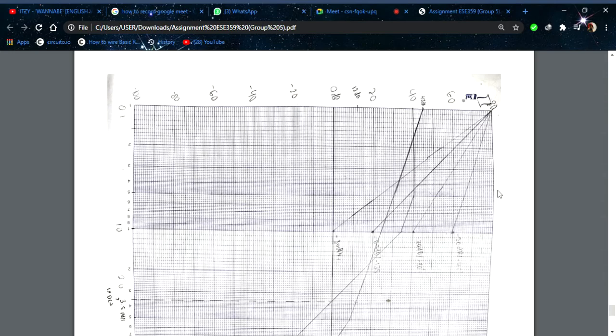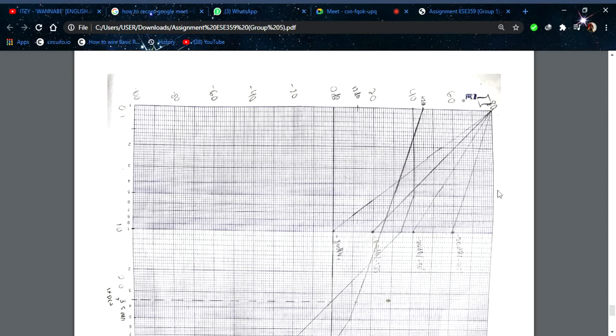After finishing the phase plot and gain plot, we can find the GM and PM, which are the gain margin and phase margin, and you can show the stability of the system.